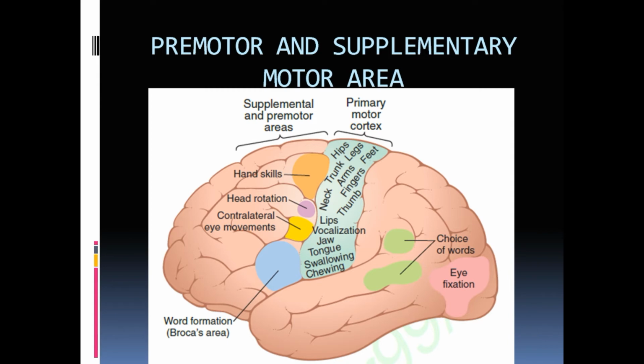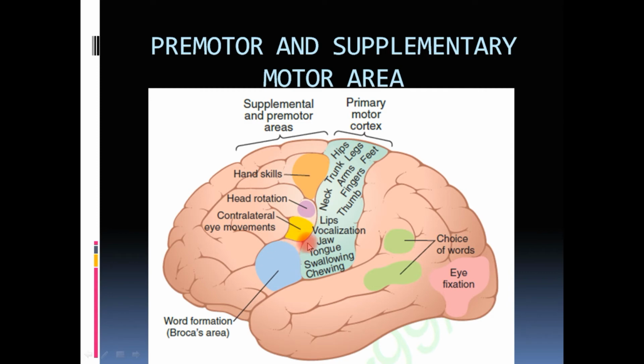And there are certain specialized areas in the brain also, like Broca's area, which is responsible for word formation. That means it is responsible for articulation of words. If this area is damaged, the formation of words is difficult. The person can only say a small word. The continuous formation of a sentence is difficult. The speaking out of a sentence will be difficult.